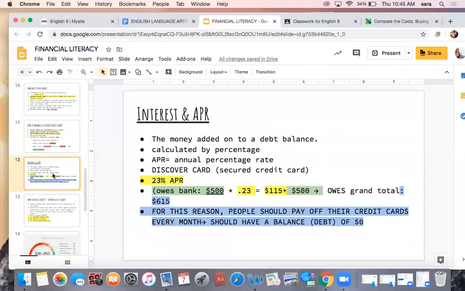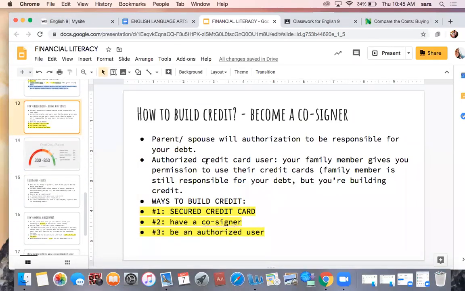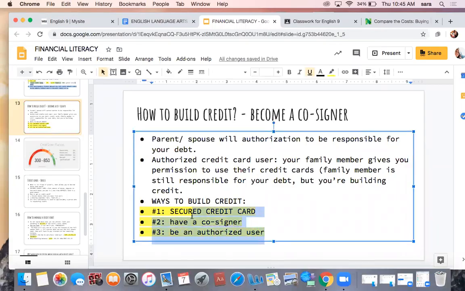So how to manage it. We started talking about interest and APR, how we calculate it, how the bank takes advantage of people who don't know how APR works. Talked about the few ways to build credit. Notice in any of these 3 ways, debt.